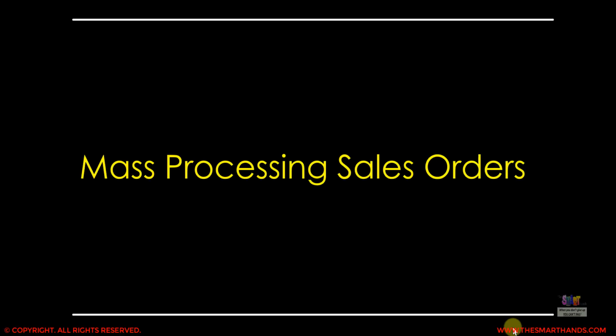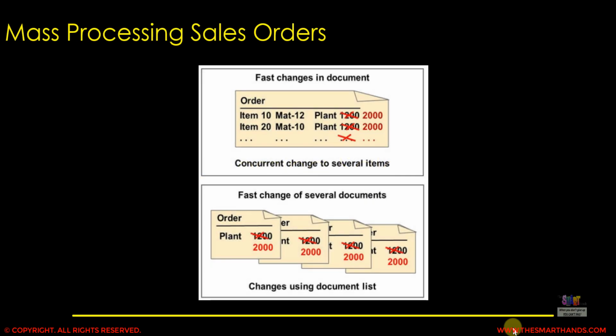Now the last part of the video: how we can mass process sales orders. Mass processing of sales orders means, sometimes what happens is, maybe there's a price change and we want to update the pricing in all the orders for a specific customer, and there can be thousands of orders. Or for some reason you want to change the delivering plant in a couple of hundreds of orders, or you want to change some other data, for example Incoterms, or payment terms for some items.